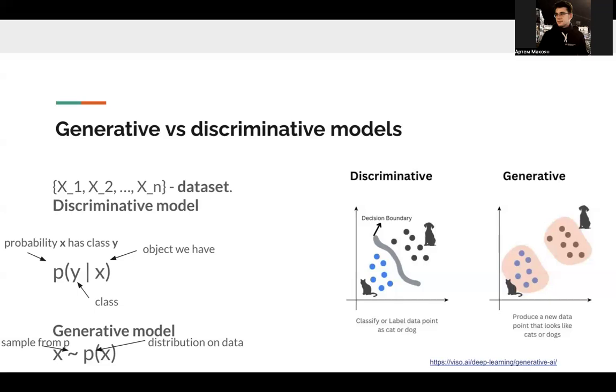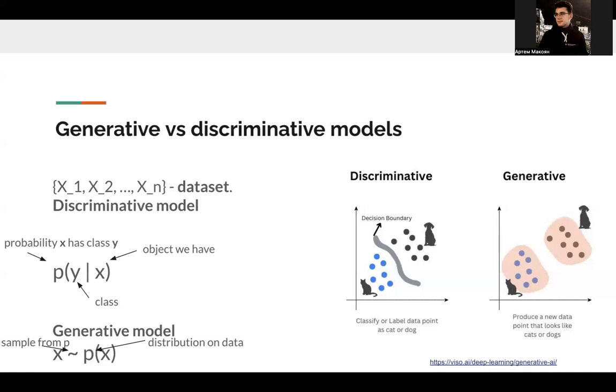These are called discriminative tasks. But today we will talk about generative tasks, where our purpose is not to label existing samples, but to generate new ones from the same distribution.